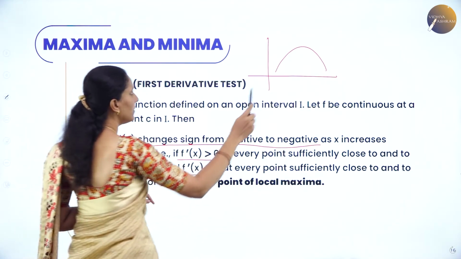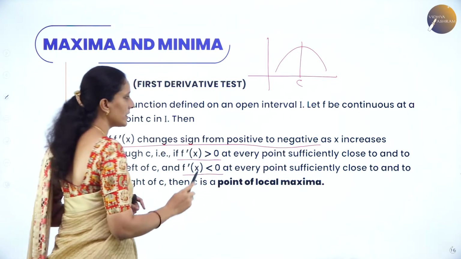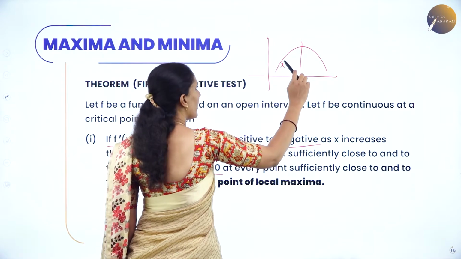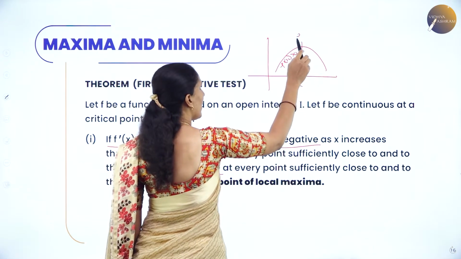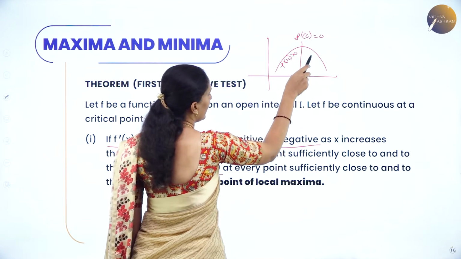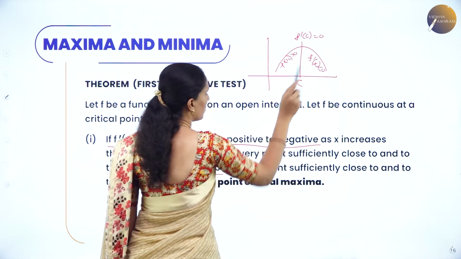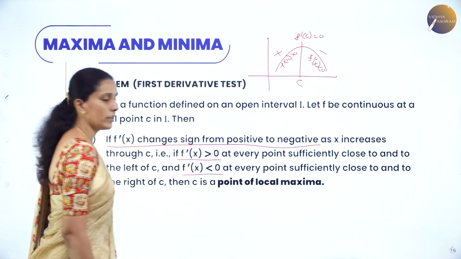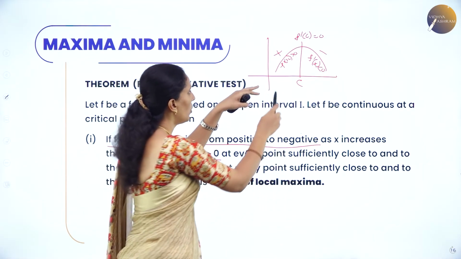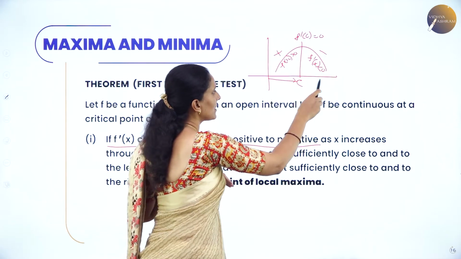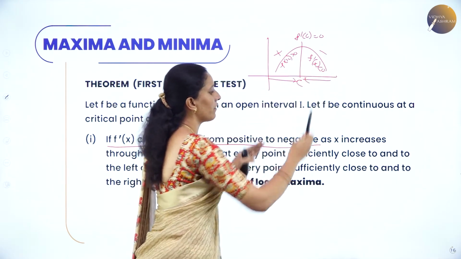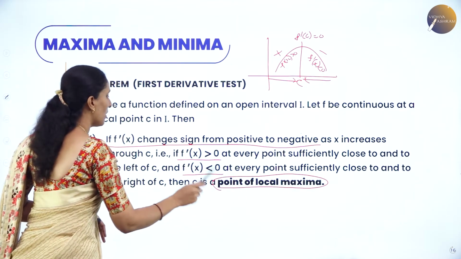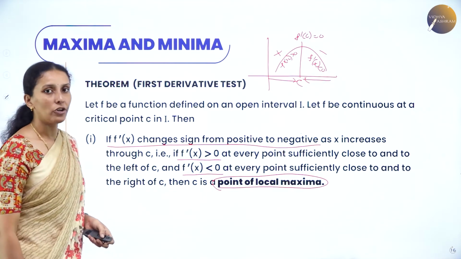So, here you can see this is the point C, and at point C the function is continuous. Here f dash of x goes on being positive as it increases, here f dash of C is 0, and here it decreases, so it is less than 0. So, this is positive and negative. When f dash of x changes from positive to negative, greater than 0 towards the left of C and decreasing towards the right of C, then we call point C a point of local maxima.